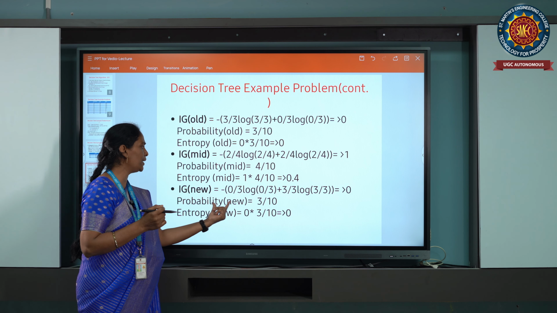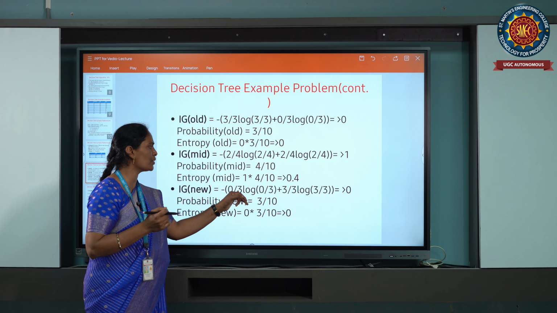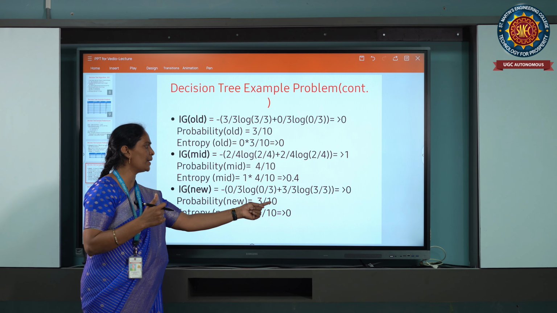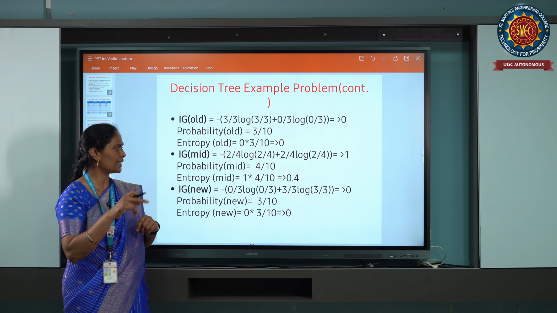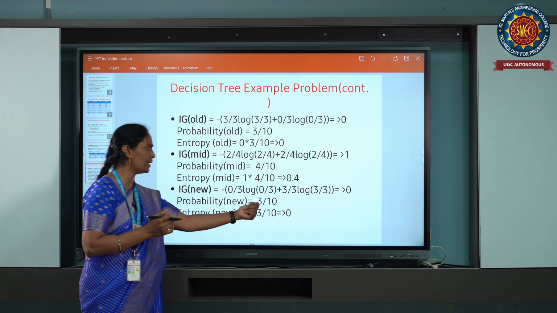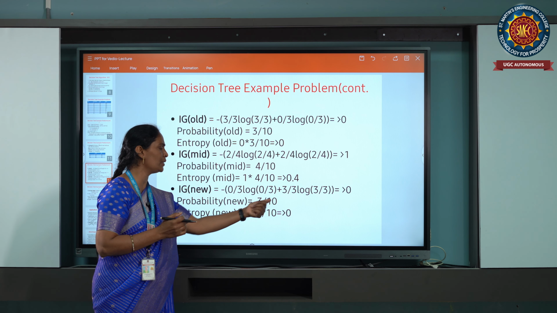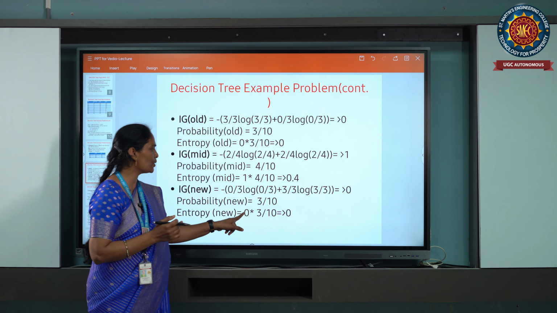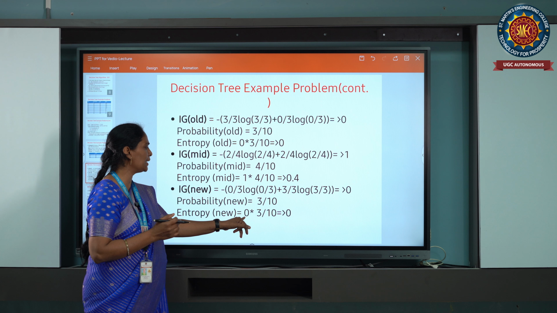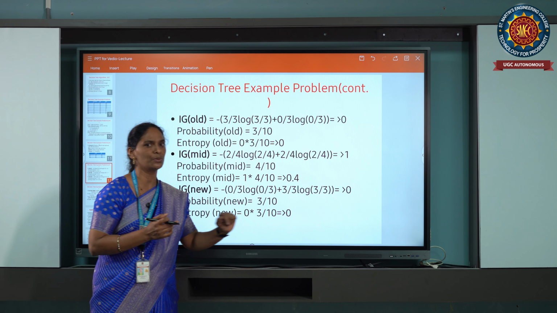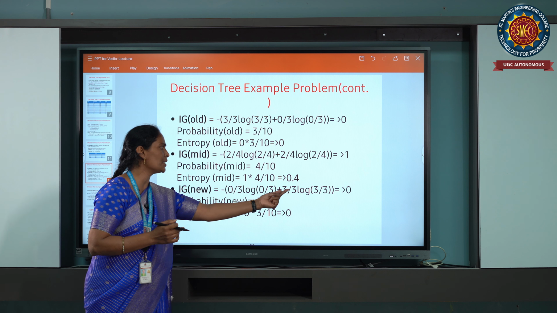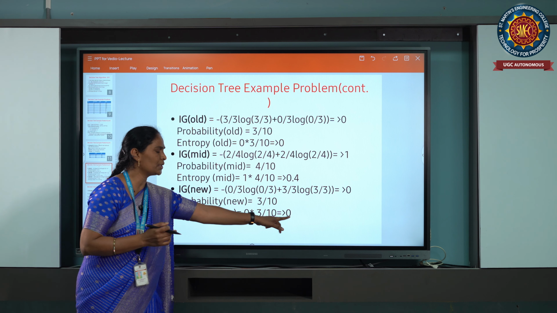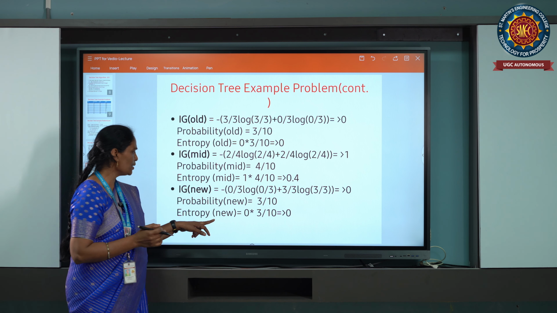Next, the probability for new, here you will get 3 by 10. Because here we are getting the value 3 for the new. So that is why 3 by 10. This 10 is out of the data set, how many counts we have taken, that is 10 here. Then for the entropy for new, we calculate the information gain into the probability. So here the information gain we got is 0, then that multiplied with the probability. So the total is 0.